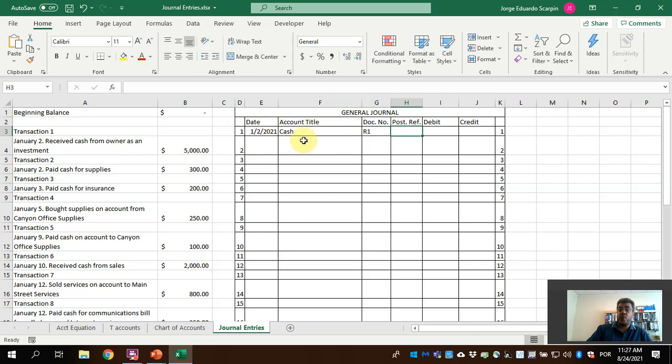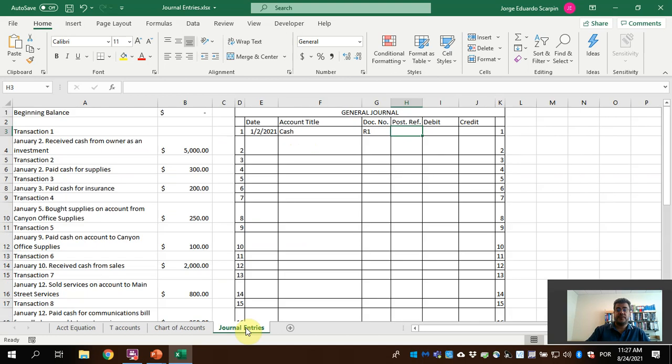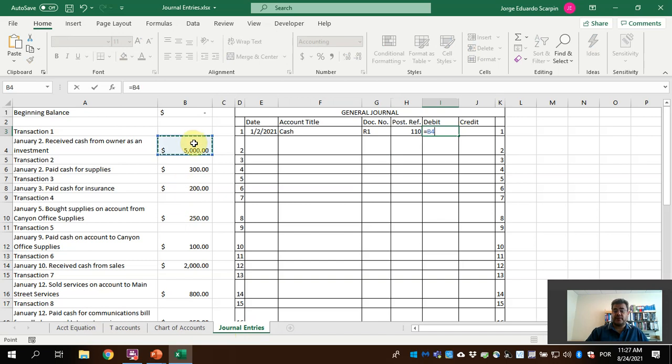Post ref, what is the number of the cash account in our chart of accounts? Every company must have one. Your instructor is probably providing you one. So for our Scarpin Web Service, assets, cash, 110. So our code is 110. How much is our debit? $5,000. What is the credit?